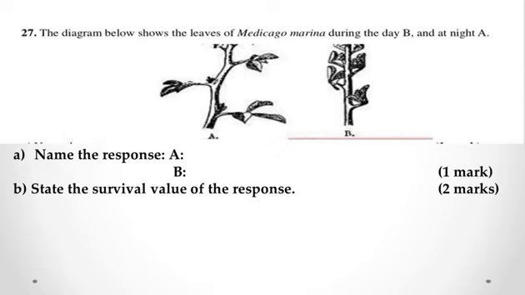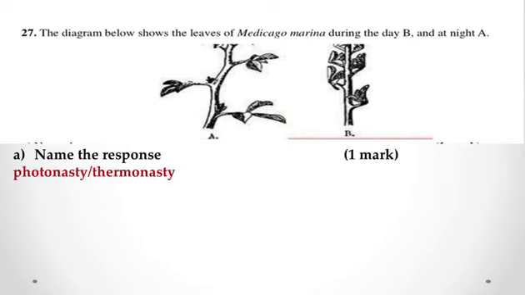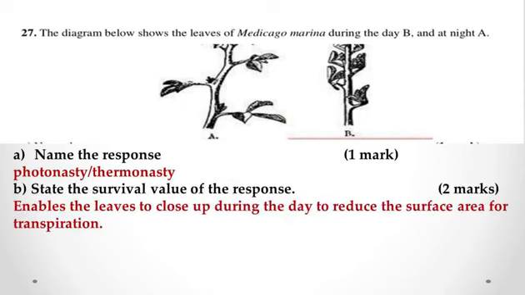Question 27. Name the response in the diagram below. The diagram shows the leaves of Medicago marina during the day, B, and at night, A. Name the responses A and B, and question B states the survival value of the response. The responses are called photonasty, or you can also call them nyctinasty. The survival value of the response is that it enables the leaves to close up during the day to reduce the surface area for transpiration.